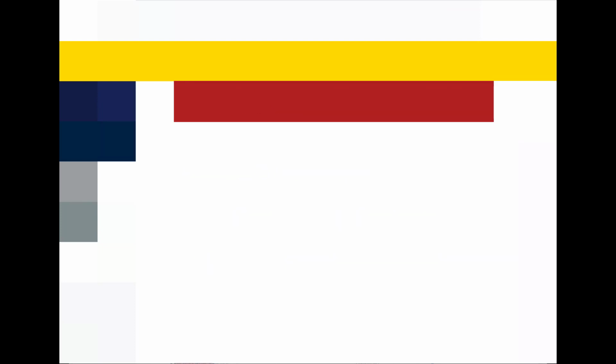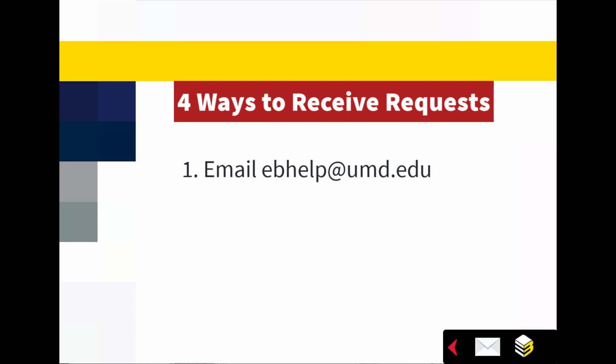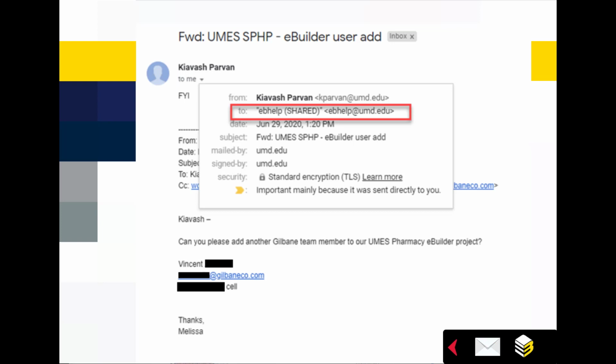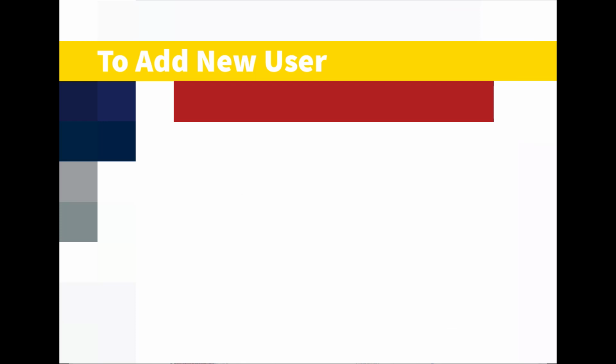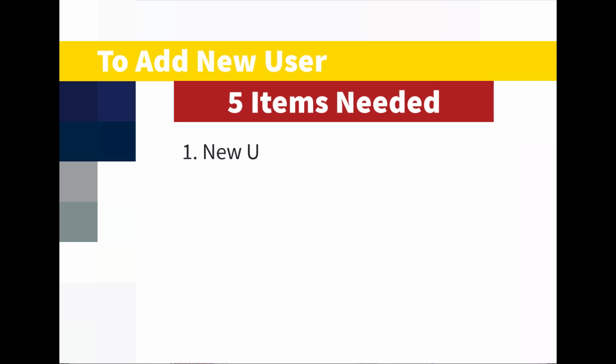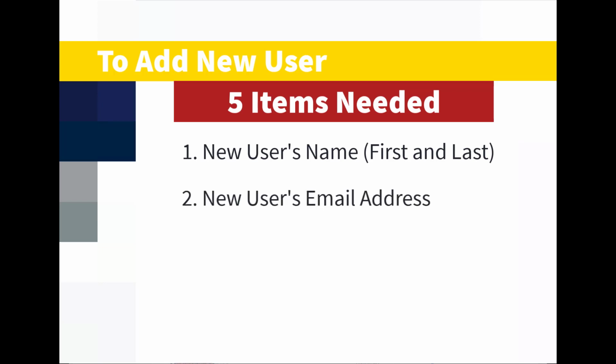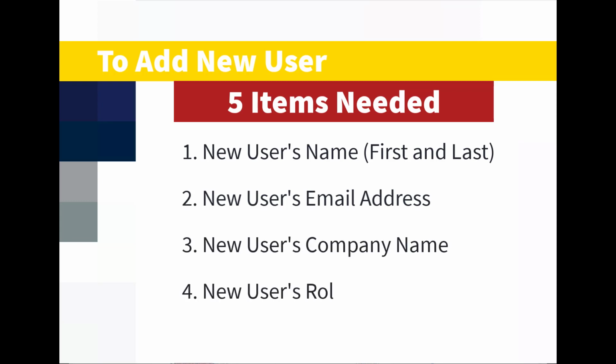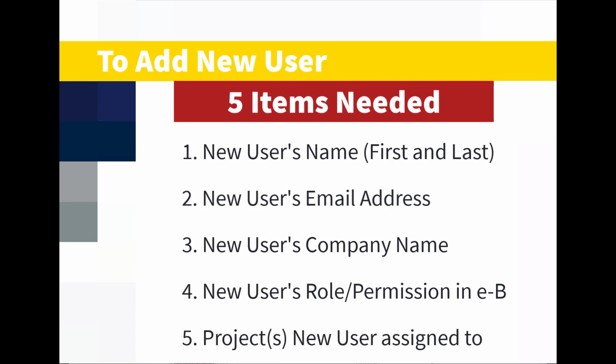If you receive the request via email, as a default member of the eBuilder Help Desk project in eBuilder, you will receive the request via email sent to ebhelp@umd.edu. You need to make sure the following information has been provided to you before proceeding to the Add New Users in eBuilder procedure. 1. New user's name including first and last name. 2. New user's email address. 3. New user's company name. 4. New user's role and permission in eBuilder. And 5. The projects which the new user should be added to.